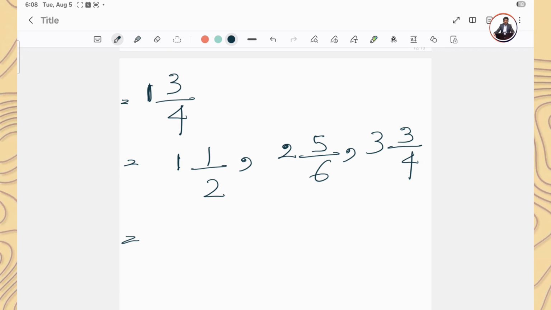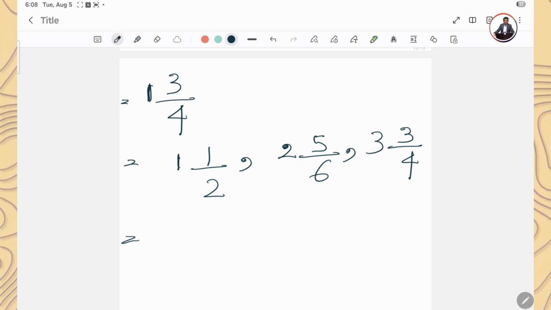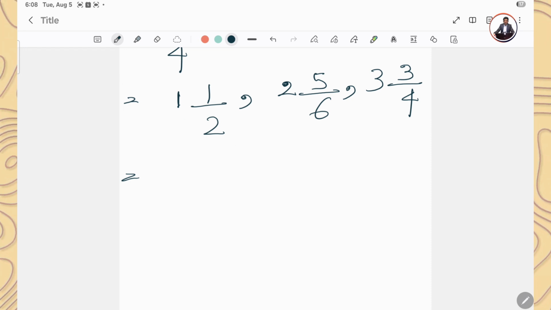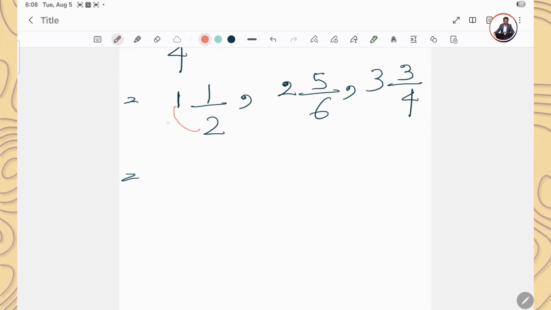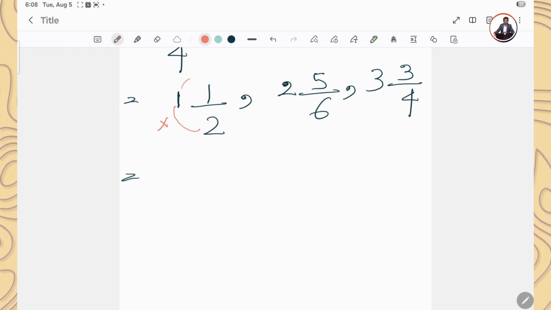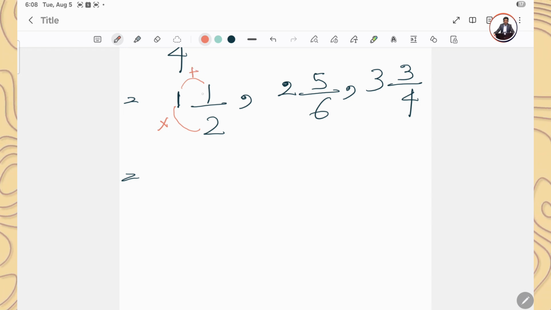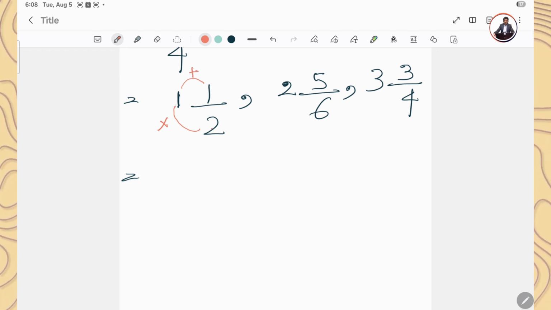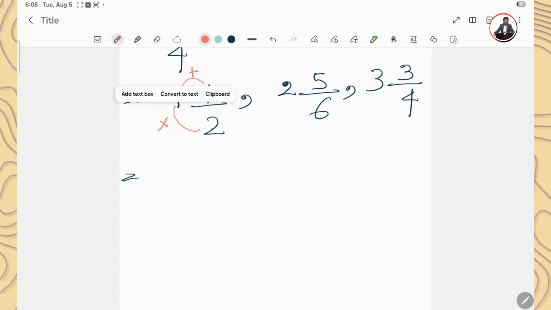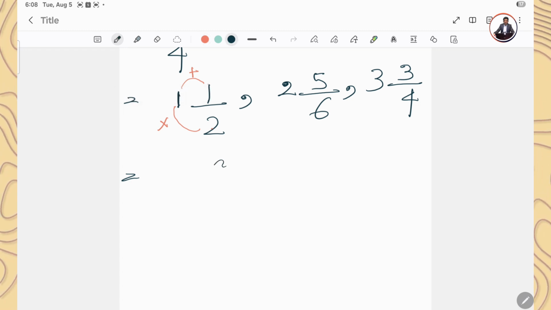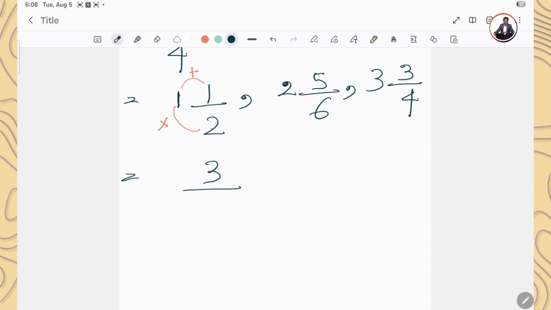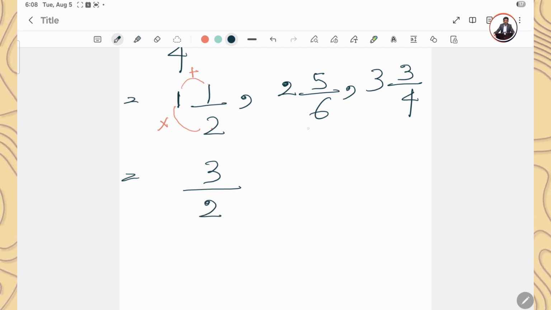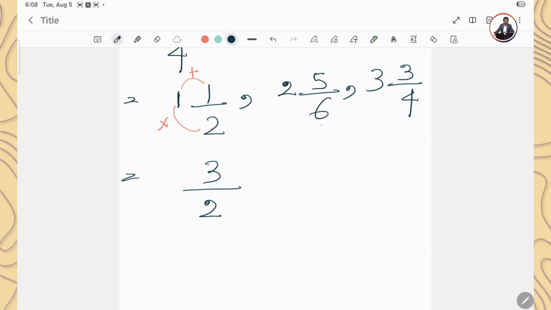How to convert this mixed fraction into an improper fraction? We need to multiply these two numbers and then add the numerator to that. For example, 2 times 1 is 2, and then adding 1 is 3. So you keep 3 here, and the denominator is 2 here. So we convert this number into an improper fraction.